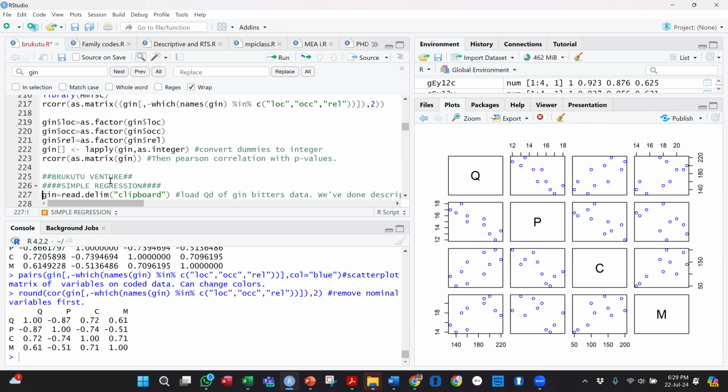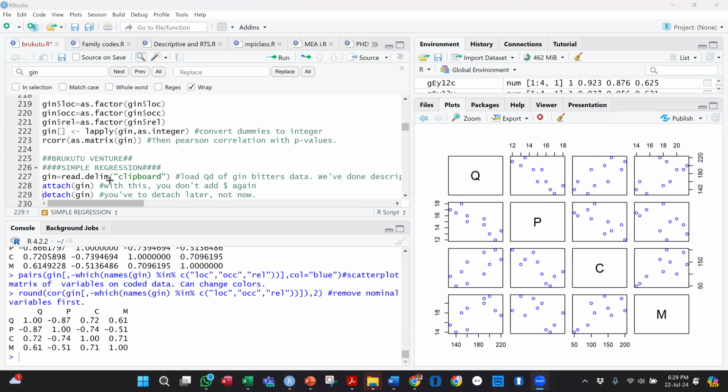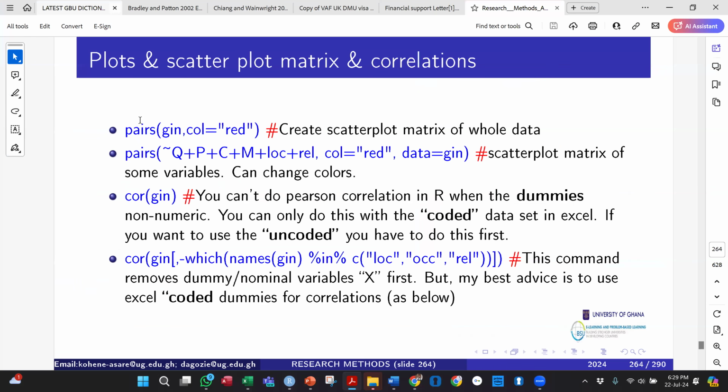Okay. So there are several things you can do regarding the correlation. Just familiarize yourself with some of them. Like in the PDF, I have quite a few there. For the numerical variables, remember, for the R, you have to remove the dummy variables, the categorical variables, before you even run your correlation. You have to do that.